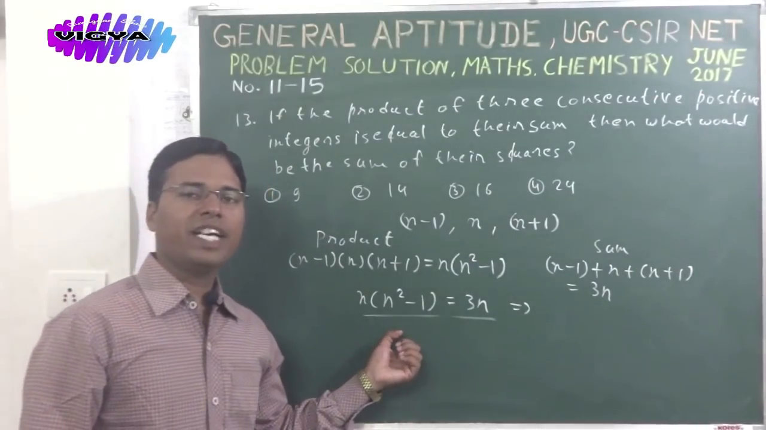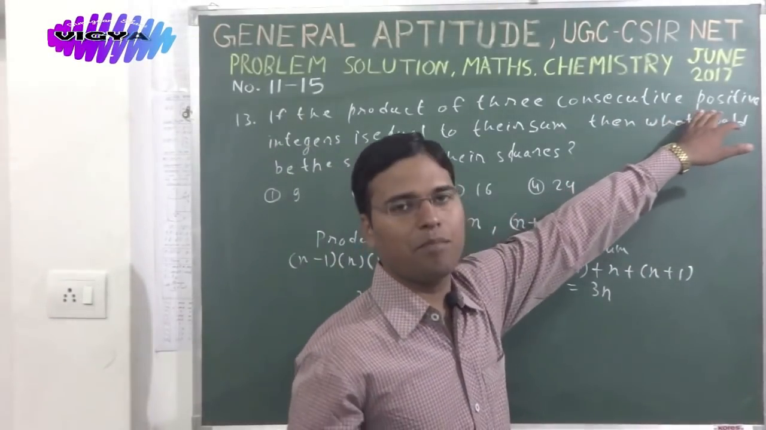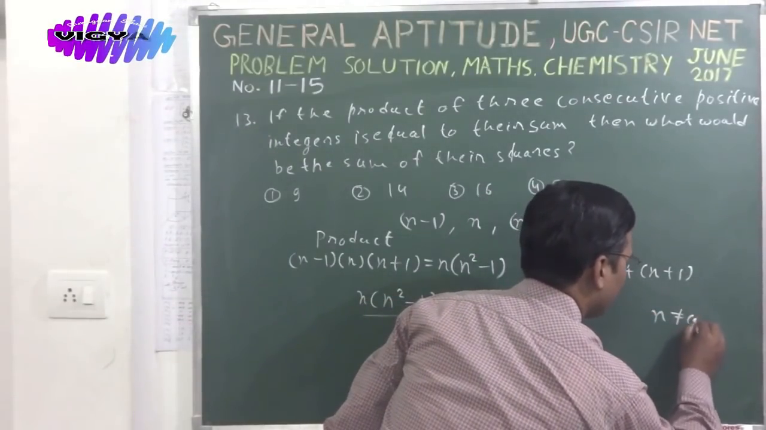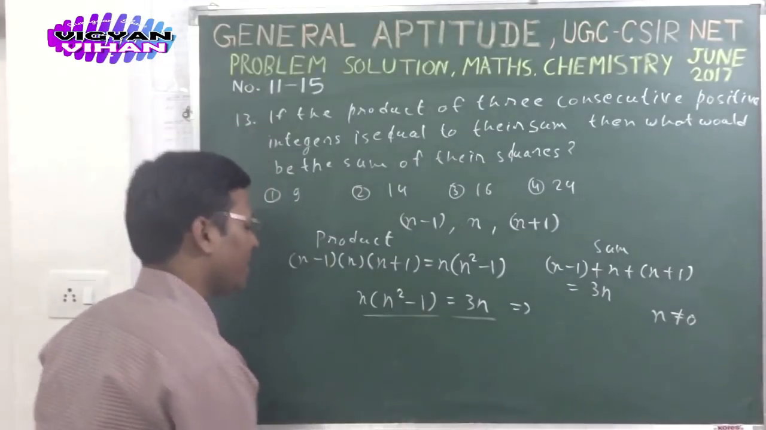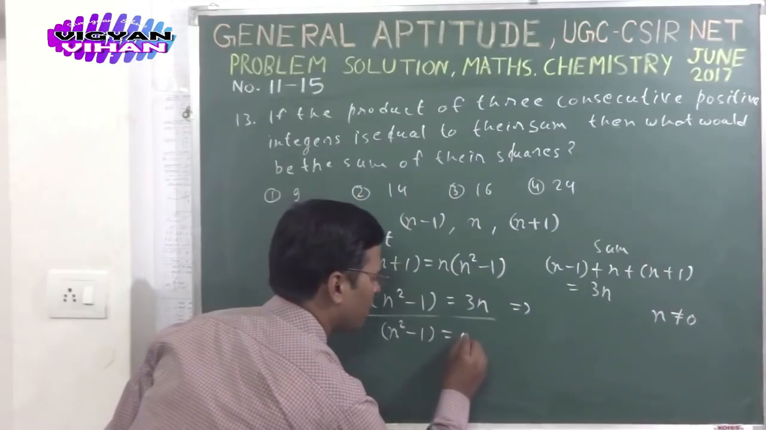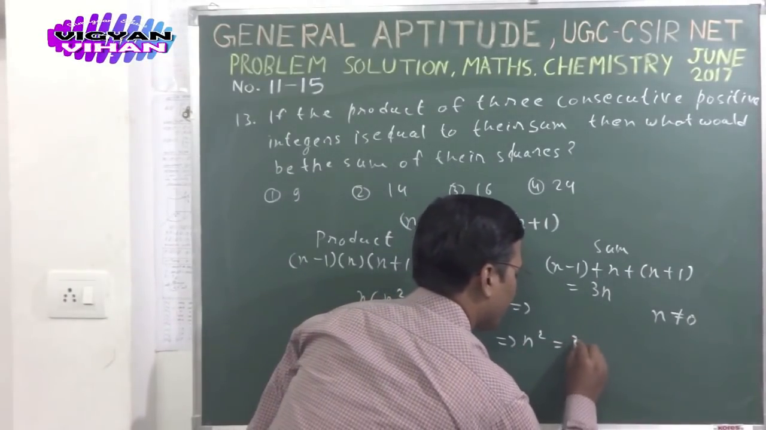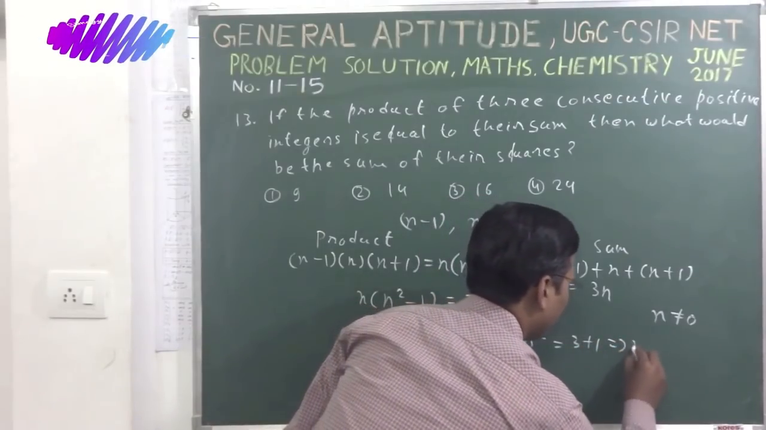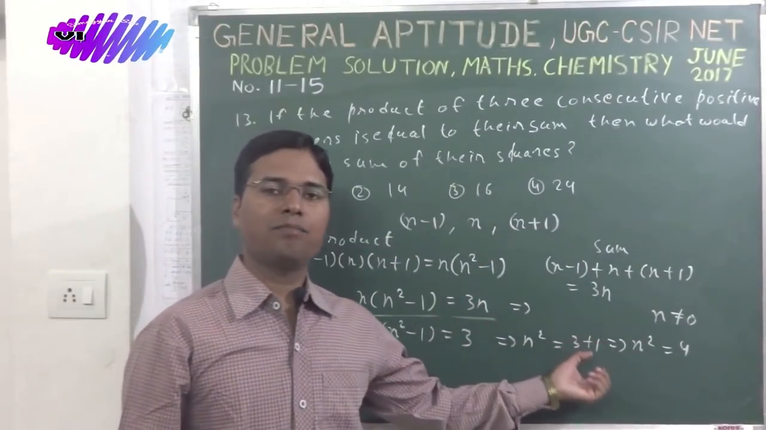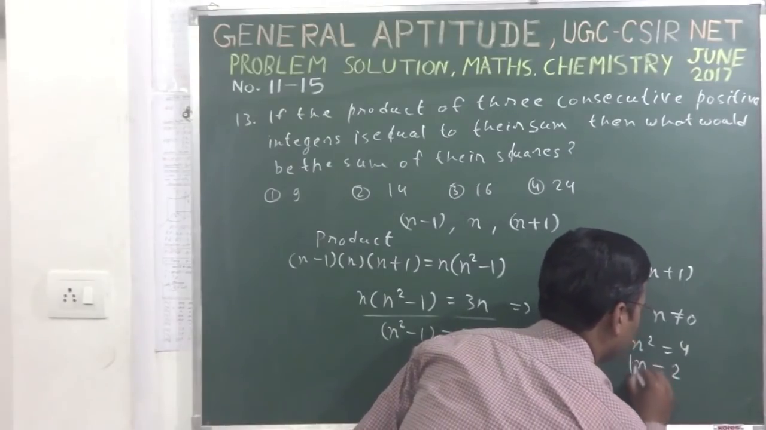The n value is not equal to 0 according to the given condition. These are positive integers, so n is not equal to 0. In that condition, we can solve it like this: n square minus 1 would be equal to 3. Now, n square would be equal to 3 plus 1, that is n square equal to 4. All these are positive integers, so we can write here the value of n is positive 2.